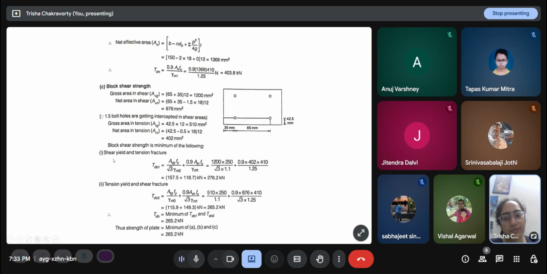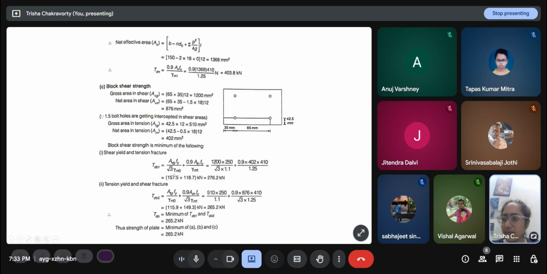We don't know which is going to yield first and which is going to fracture first, so we take the minimum of both. So T_db1 is A_vg into f_y. I'm assuming that in shear it yields and in tension it fails. So I take the shear area and multiply it by the yield strength, and I take the tension area and multiply it with the ultimate strength. This root 3 factor comes due to it. I forgot exactly where it comes from, but it is there in the formula in IS 800.